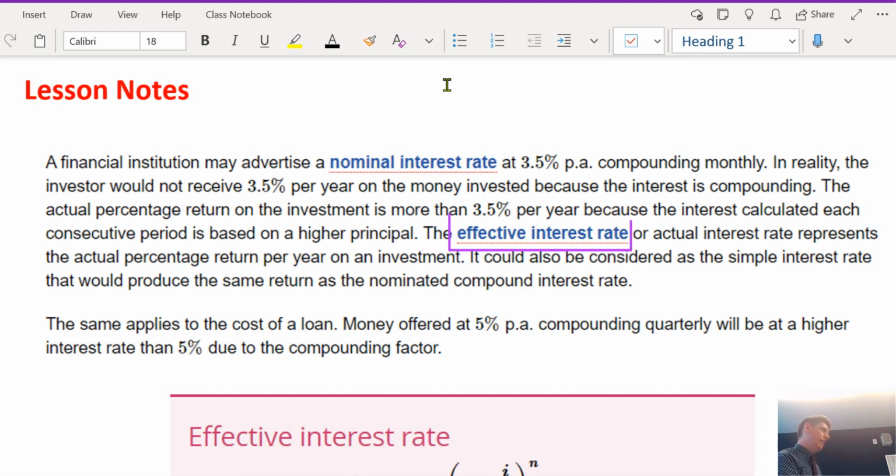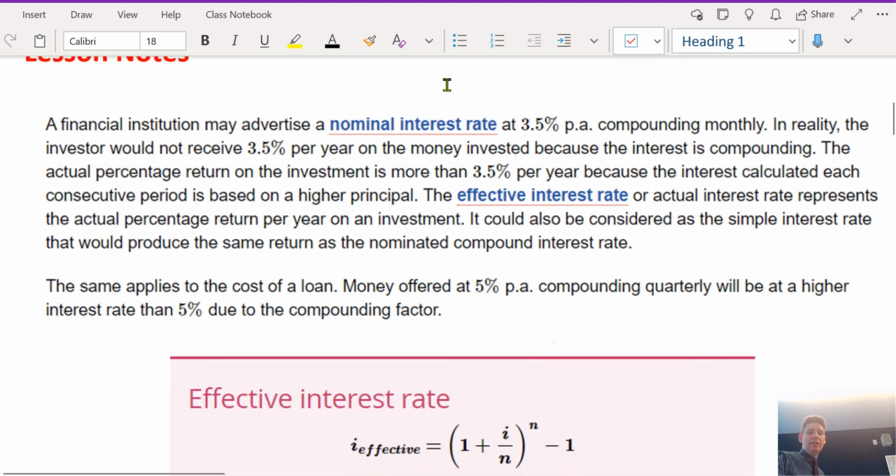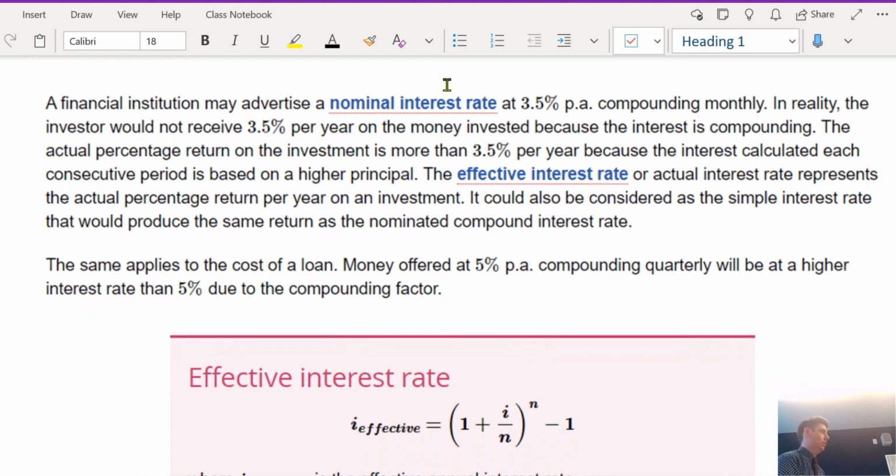The actual interest rate is called the effective interest rate. So write it down. If it's compounding monthly, you have this thing called an effective interest rate. It represents the actual percentage return per year on an investment. And so it has this formula here.